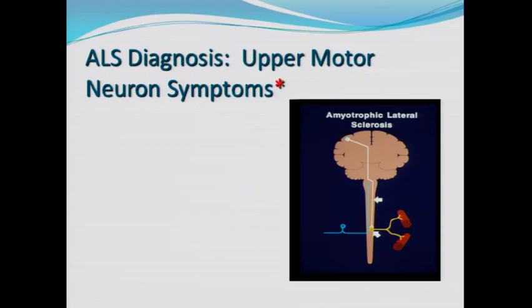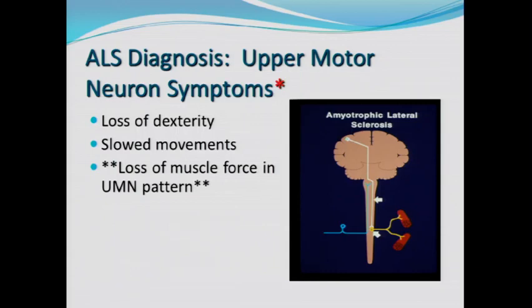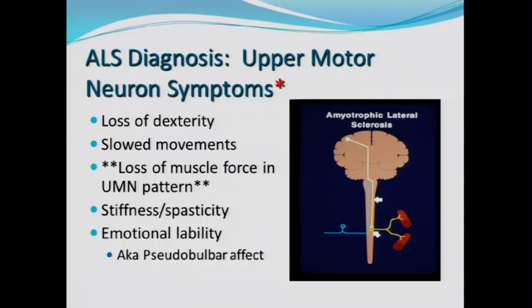And so when we try and make the diagnosis of ALS, we need to look for upper motor neuron symptoms, and you may see this in a vignette. Things like loss of dexterity, slowed movements, and we'll talk a little bit about the loss of muscle force in a UMN or upper motor neuron pattern, a stiffness and spasticity, and emotional lability or pseudobulbar affect.